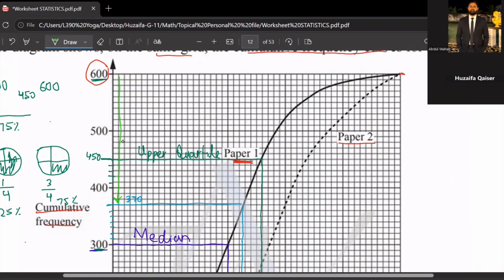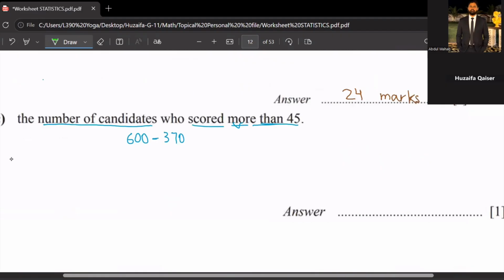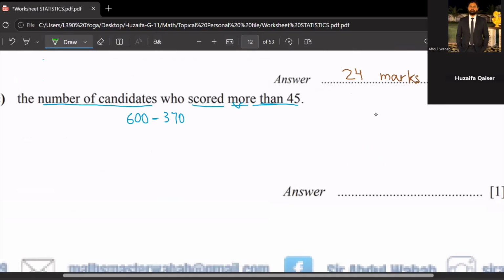How many candidates are there? So you will find this value by subtracting 370 from the total 600. So 600 minus 370. You understand why I subtract these two? So it's simply 230. Is that okay? You must write students here because they are talking about the students. Do you understand it? Is that clear to you?